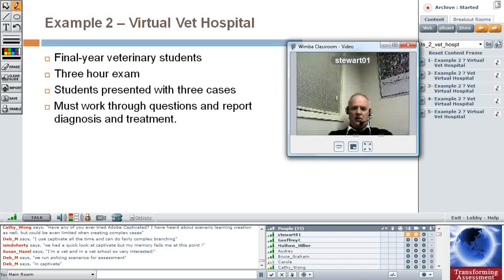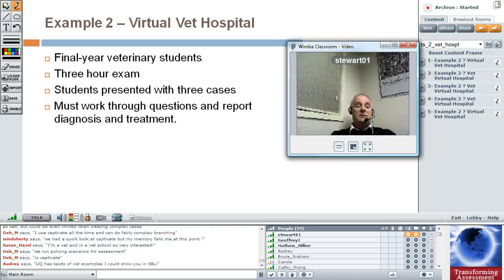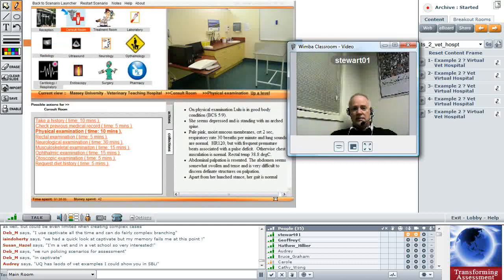So it was pretty pressured stuff. His argument is that they should be able to do this as practicing vets. They'll be under this sort of pressure, and so this is what was done. So I'll just show you some of the screens that we used in the virtual vet hospital. It's pretty rough. I mean, it doesn't look that pretty.